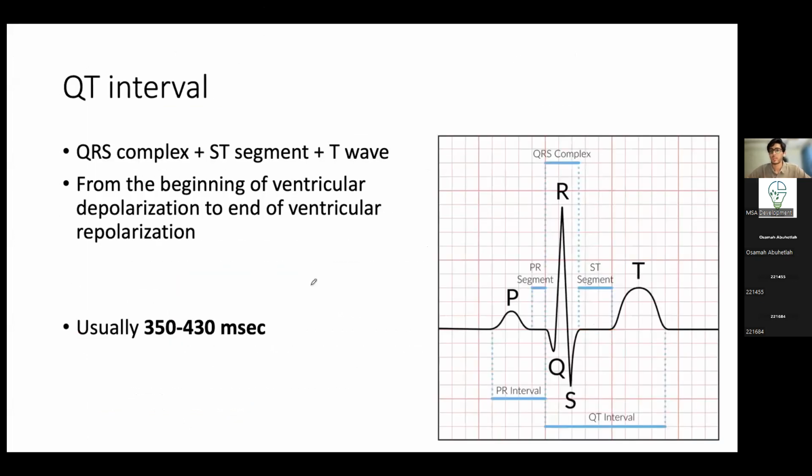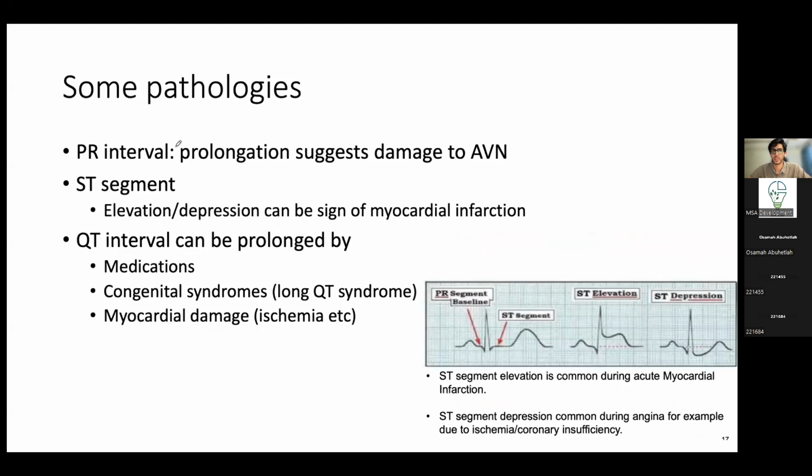All right, next up, we have some other intervals that are actually quite clinically important. We have the QT interval. The QT interval is from the beginning of the Q wave to the end of the T wave, and it's usually 350 to 430 milliseconds. So it's beginning of the ventricular depolarization to the end of the ventricular repolarization.